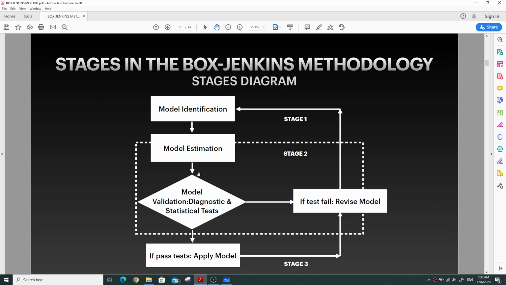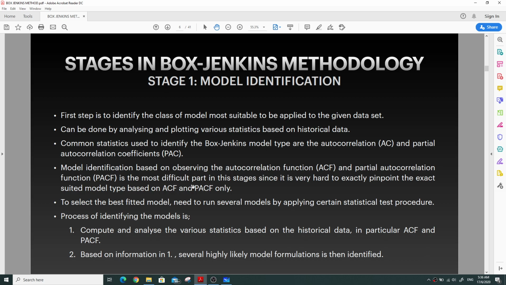Based on the model identification, we will select several models that may represent our time series, and after we select, we will estimate the parameters. So we have several models, and these models will compete with each other. Which model will give us the best model, based on how far our model is different from the actual values? If this particular test passes, we will apply the model, but if it fails, we start again and again.